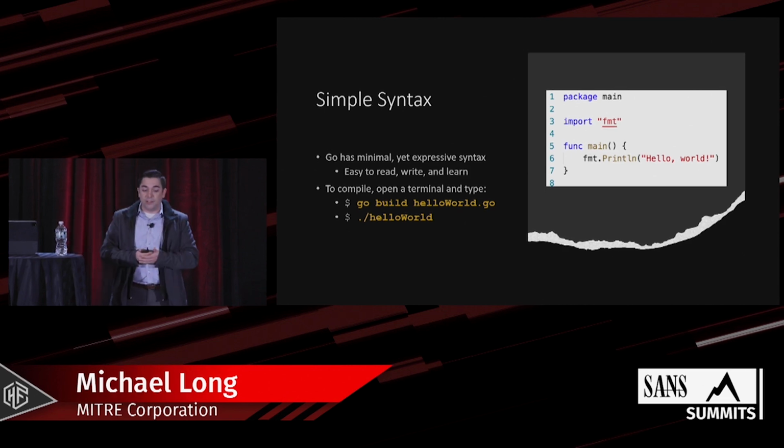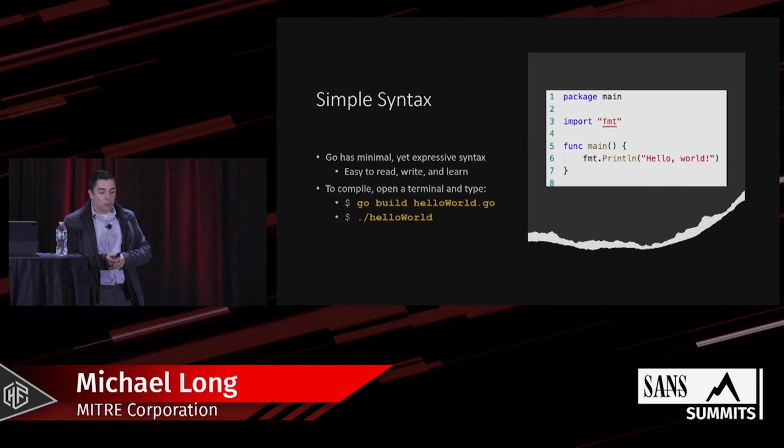Compiling and running Go programs is also trivial. If you wanted to build this example, go build followed by the name of the program, and you just run it like a native binary, really, really easy.